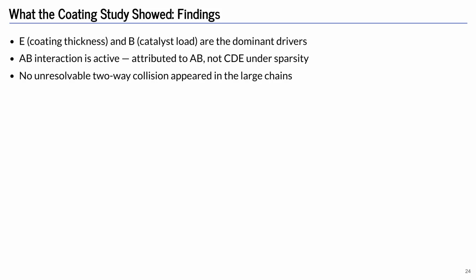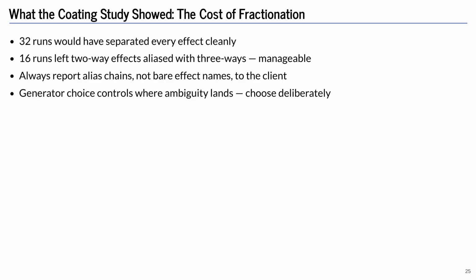Main effects are aliased with 3-way interactions. That is fine under sparsity. But 2-way interactions are aliased with other 2-way interactions. That is the unresolvable situation we flagged earlier. Here are the effect estimates with their alias chains.